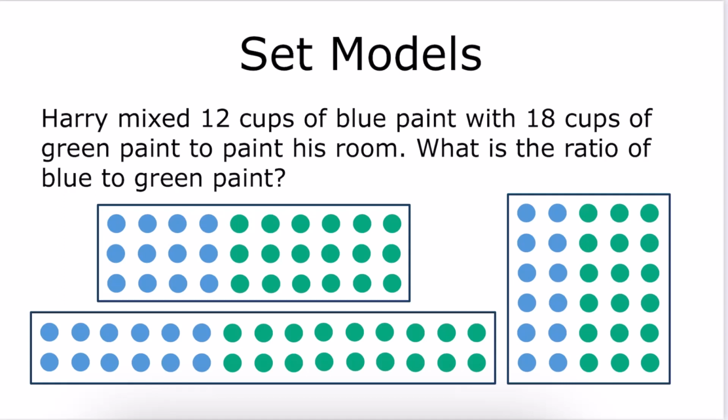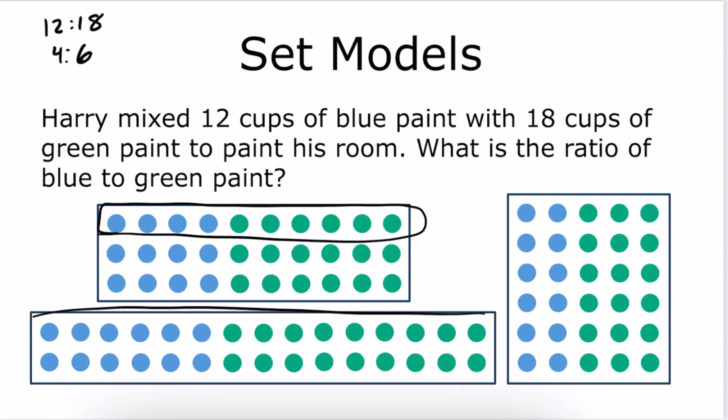arrays. So, for example, if you had 12 cups of blue paint that you're representing with 12 little counter chips or something like that, with 18 cups of green paint, if he's mixing these cups of paint to paint his room and we want to find the ratio of blue to green paint, there's lots of different arrays that are equivalent to 12 to 18. Like you could say that you have 4 to 6. That would be an equivalent ratio. Or you could say that you have 6 to, I think that's 9.